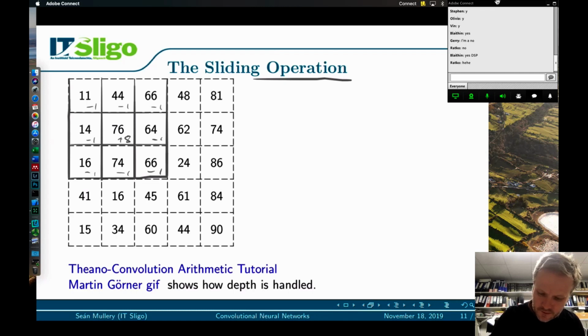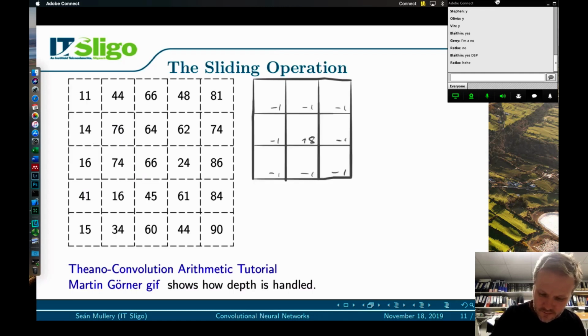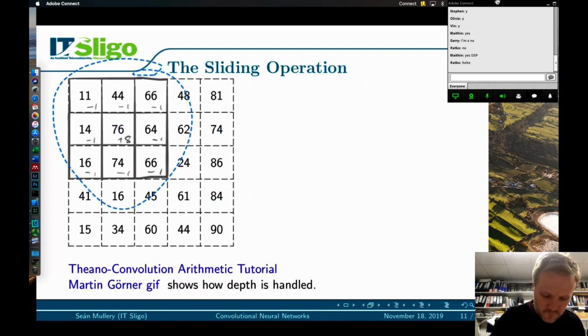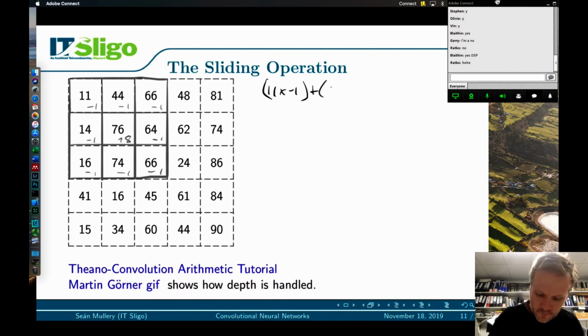Actually, sorry, I realized I've done something here. I left the top of my filter behind me. Okay, so let's say that would be something like 11 multiplied by -1, plus 44 multiplied by -1, plus 66 by -1.